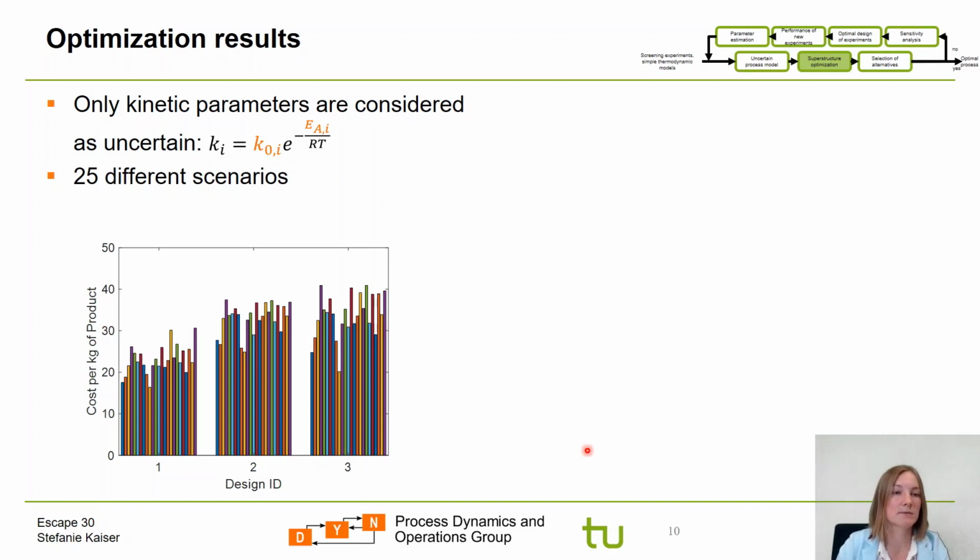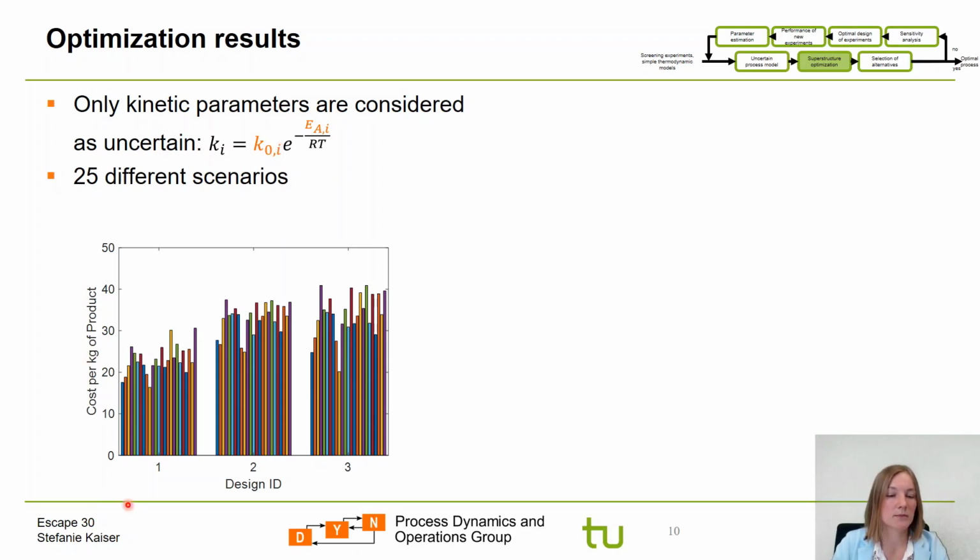In the superstructure optimization, only kinetic parameters are considered as uncertain. So these are the pre-exponential factors in the Arrhenius approach and the activation energy. Since we have 9 reactions in total, we get 18 uncertain parameters. We did this 2-stage optimization with 25 different discrete scenarios.